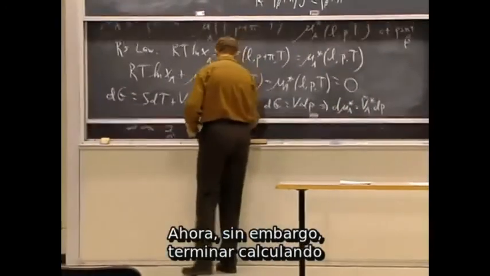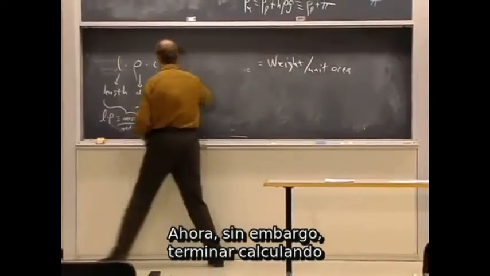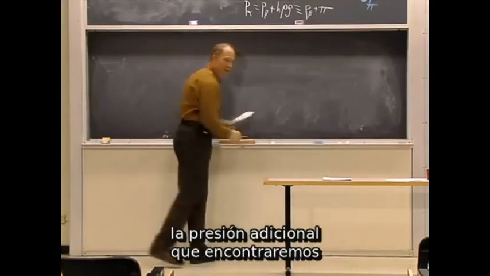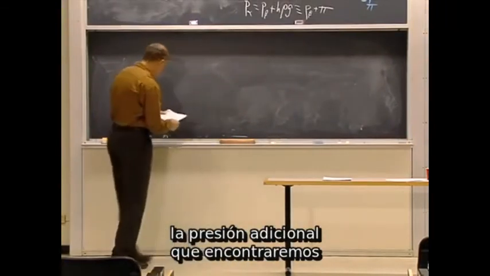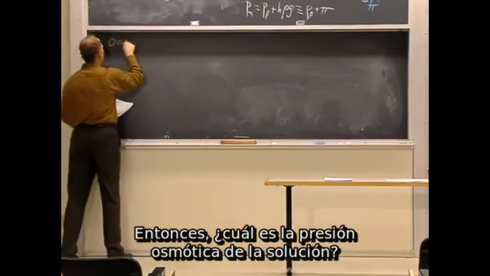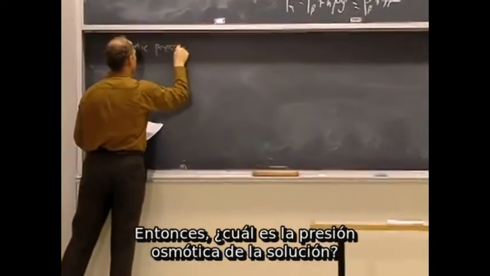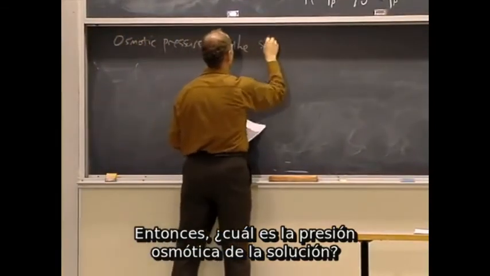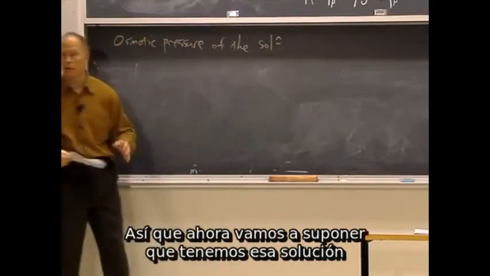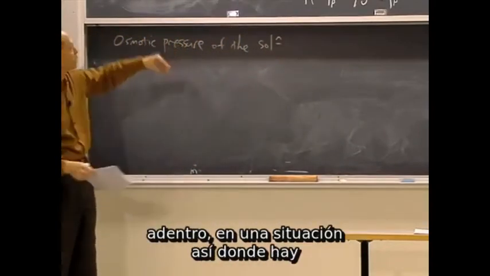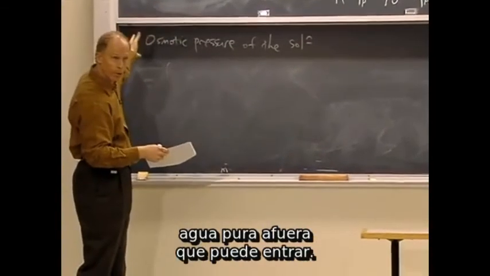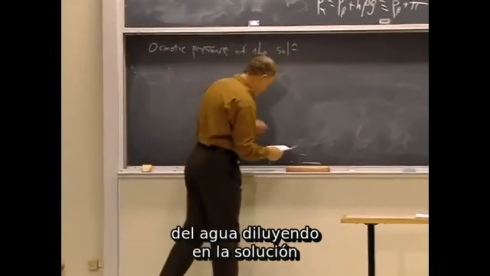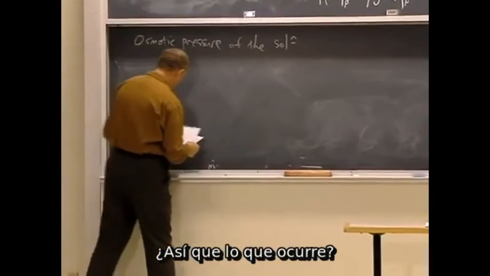Now let's, though, finish up by calculating the additional pressure that we'll find. So what's the osmotic pressure of the solution? So now we're going to assume that we have that solution inside in a situation like this where there's pure water outside that can go in, and there's going to be excess pressure because of the water rushing into the solution. So what happens?